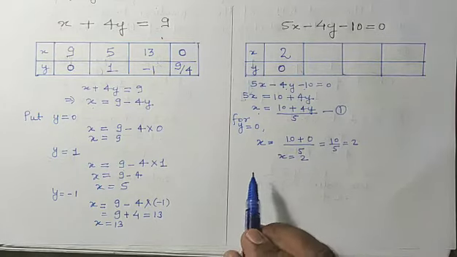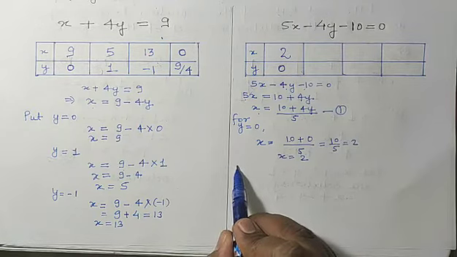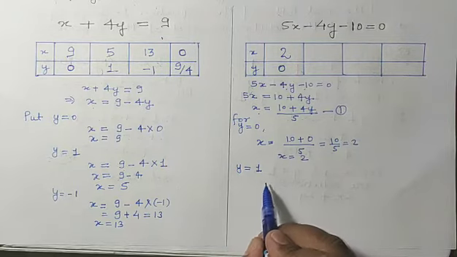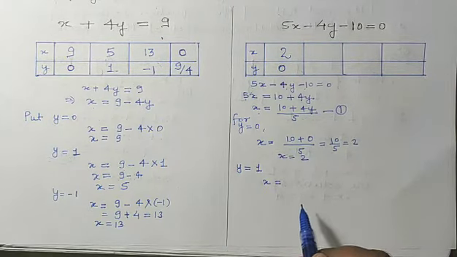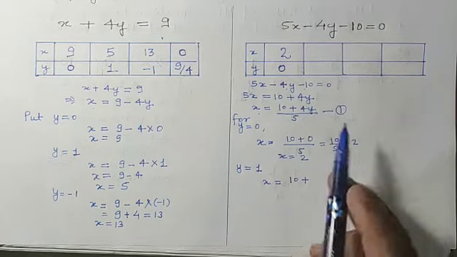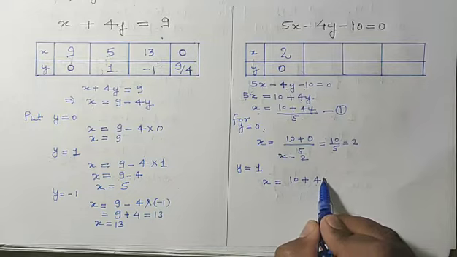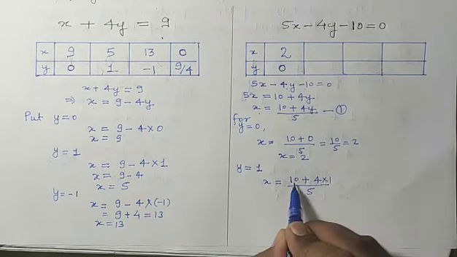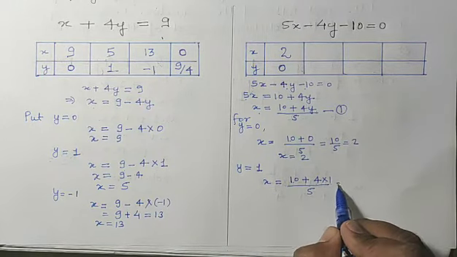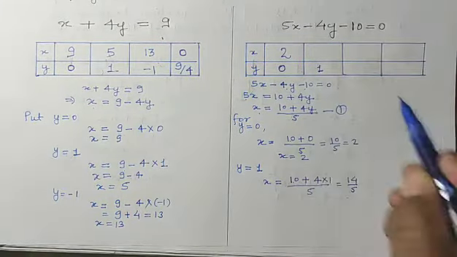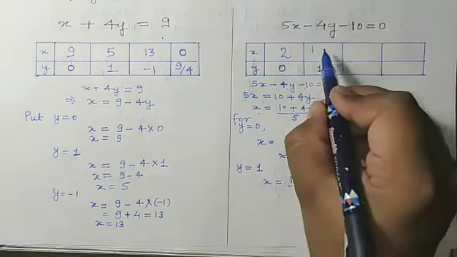Now students, if I put the value of y as 1, then what will we get as the value of x? We will get x = (10 + 4 into 1) upon 5. So 10 plus 4 into 1 means 14, so it is 14 upon 5. When we put y equal to 1, we get the value of x as 14 upon 5.